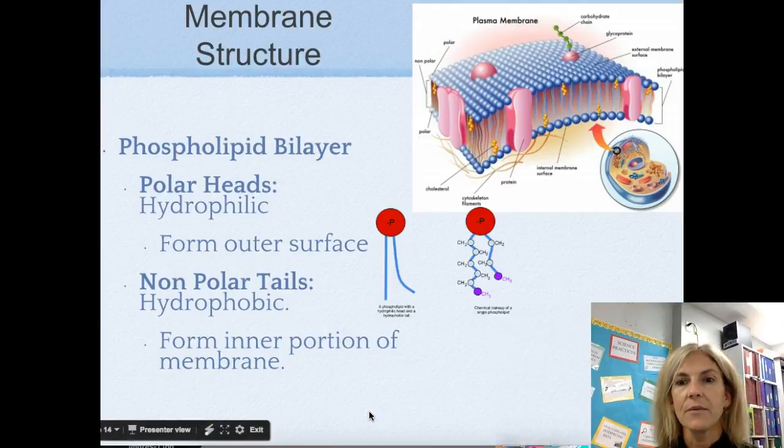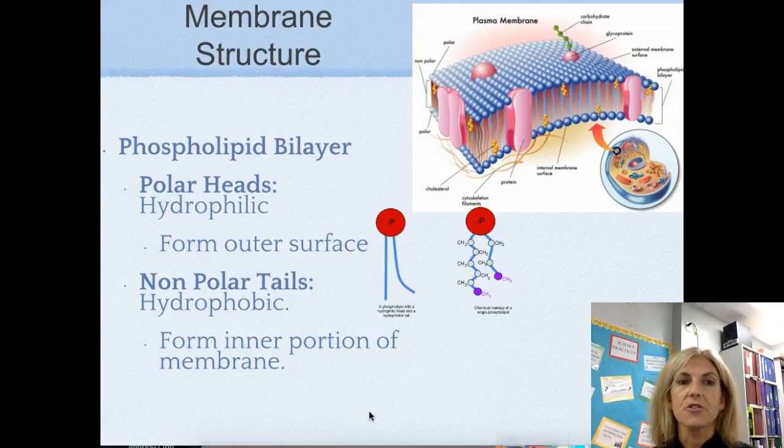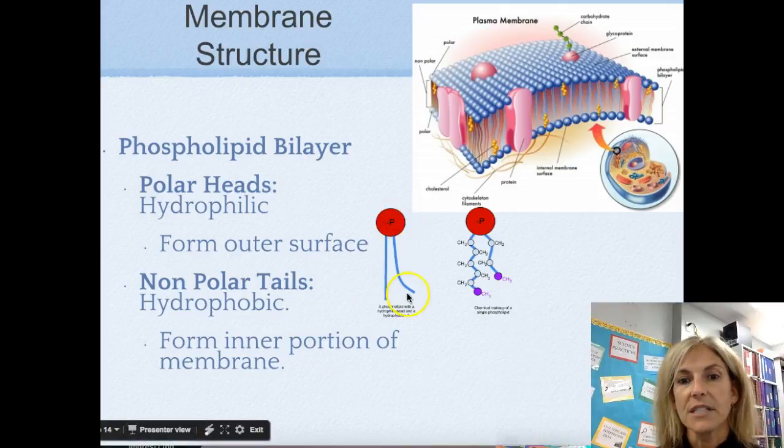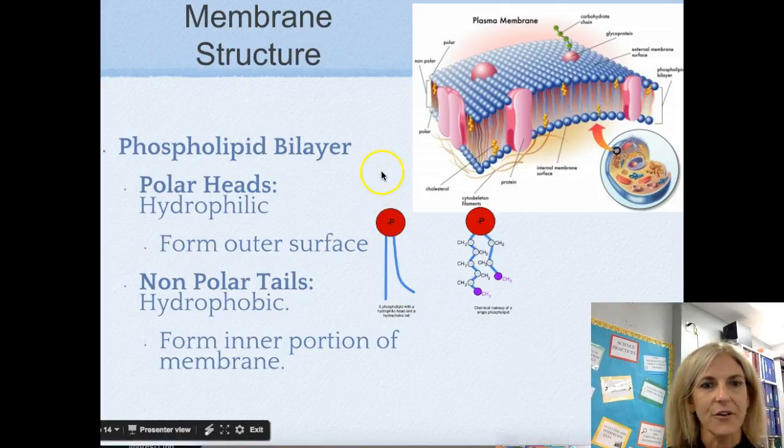So continuing on with the cell membrane, let's look at its structure a little bit. The basic structure is that it's a phospholipid bilayer. So remember a phospholipid, this is one right here. It has a phosphate group connected to a glycerol, connected to two fatty acids. So similar to a triglyceride, only you're replacing one of the fatty acids basically with a phosphate group.